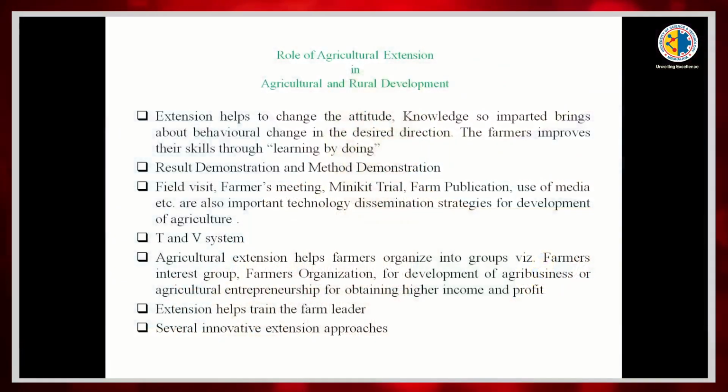Then agriculture extension helps farmers organize into groups, such as farming interest groups and farmers organizations. There are lots of farmers organizations. KVK, Krishi Vigyan Kendra, is attached with this. ATMA, Agricultural Technology Management Agency, is there to disseminate new technologies for the betterment of rural development and agricultural development.